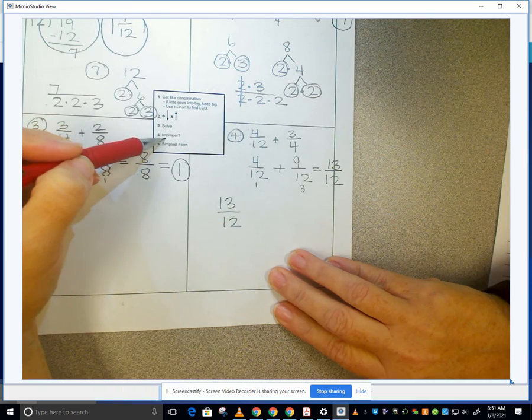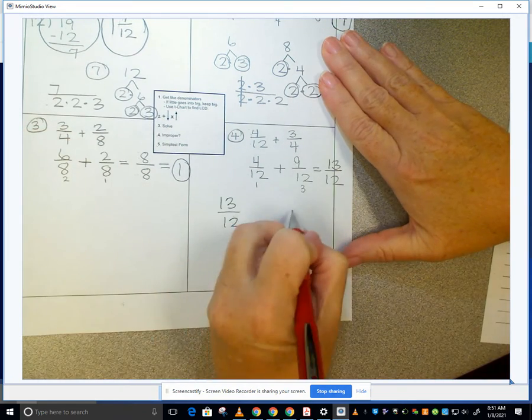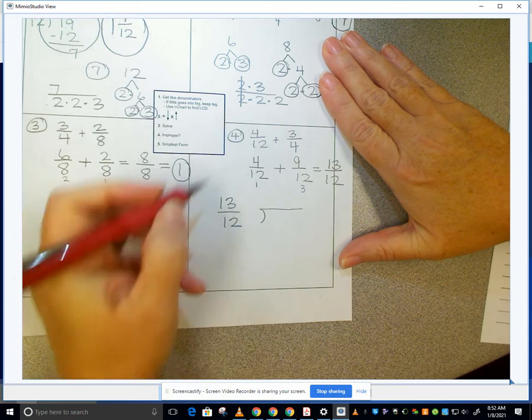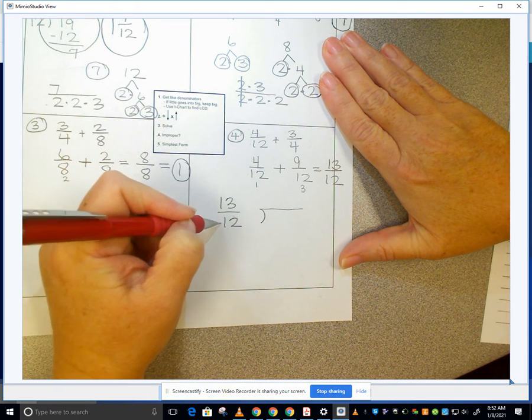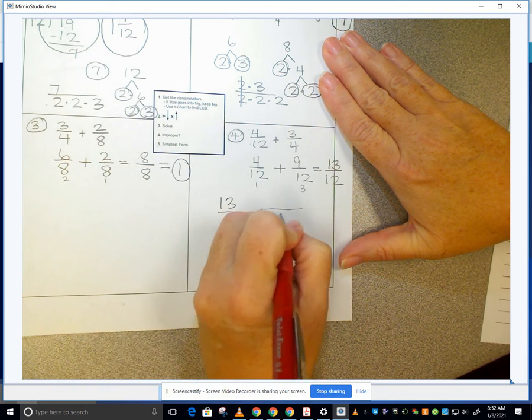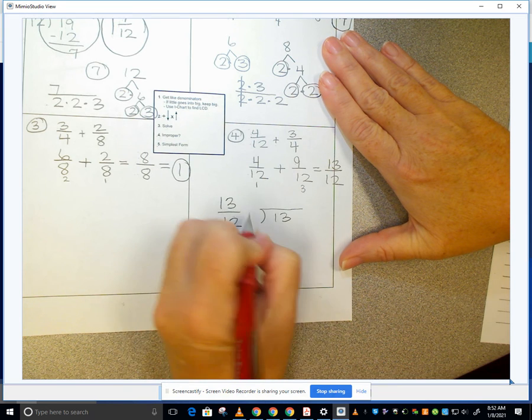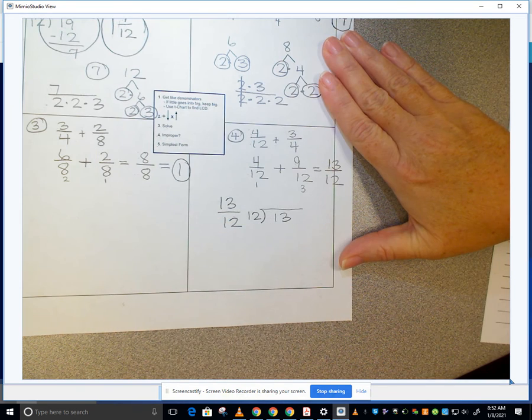I've solved it. It is improper, and we know to fix it from being improper. This reads 13 divided by 12. The top number goes in. It's my dividend in the den, and 12 is my divisor at the door.